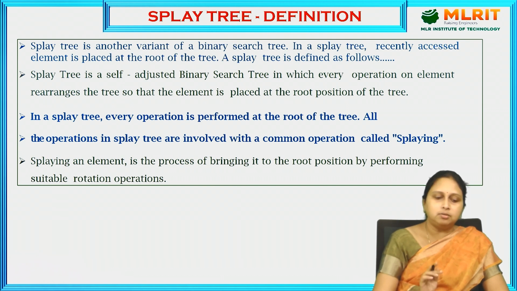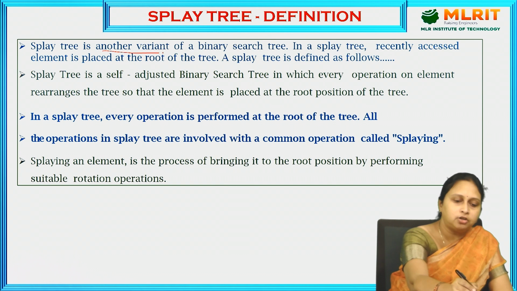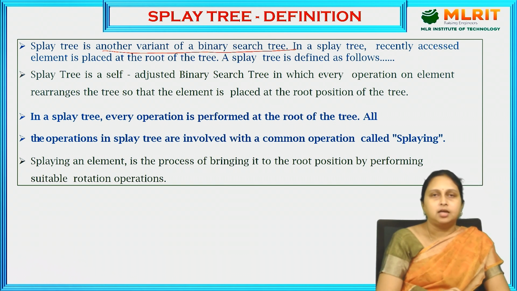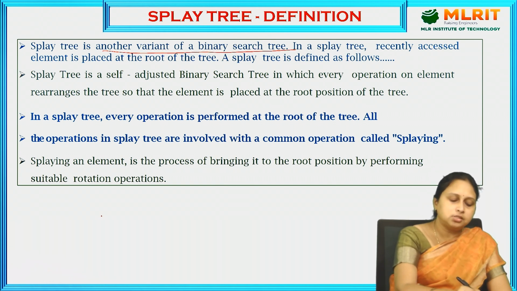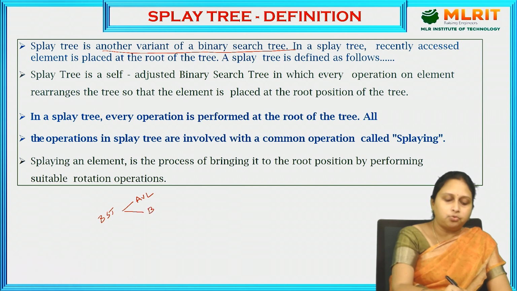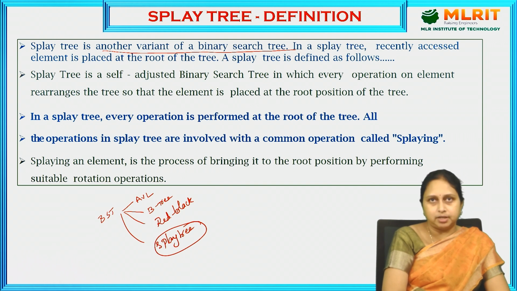A splay tree is another variant of the binary search tree. As we have seen different variants of binary search trees, we have already discussed AVL trees, B trees, and red-black trees. And this is another variant, the splay tree. Now we are going to discuss splay trees.